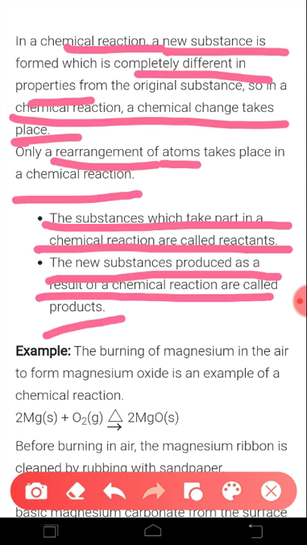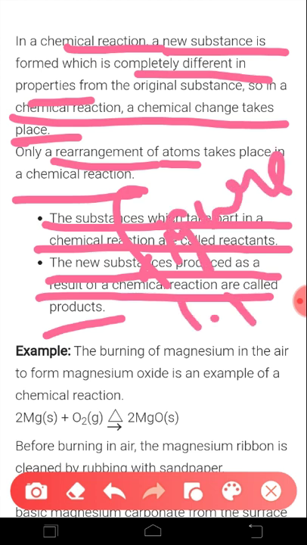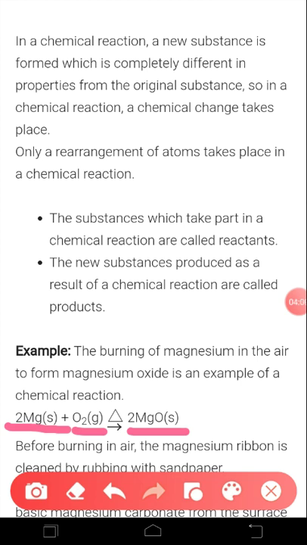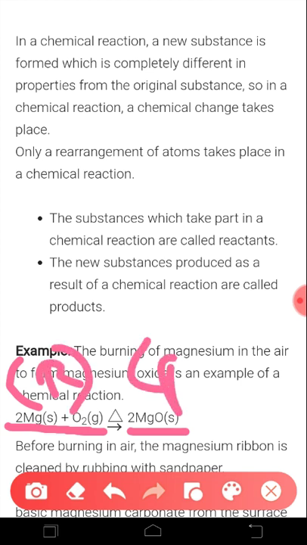Now let's move to the example in the Class 10 first chapter, figure 1.1. The burning of magnesium in air to form magnesium oxide is an example of a chemical reaction. 2Mg plus O2 gives 2MgO. So 2Mg plus O2 are the reactants and 2MgO is the product.